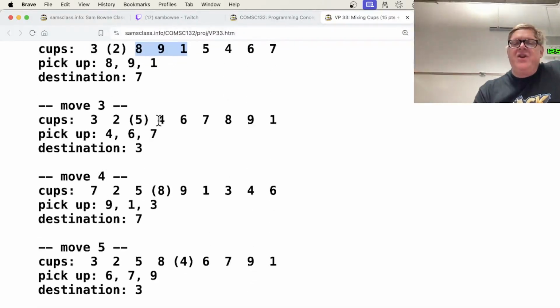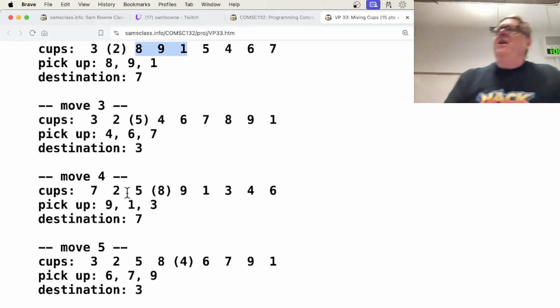So 5 means you're going to pick up 4, 6, and 7, and you're going to go down from 5, try 4, but 4 has been picked up. Try 3, well, 3 is here, so you'll put it there. So now it's going to be 3, 4, 6, 7, 5. Now, when I first made my program, it would print it out that way, and that is technically correct.